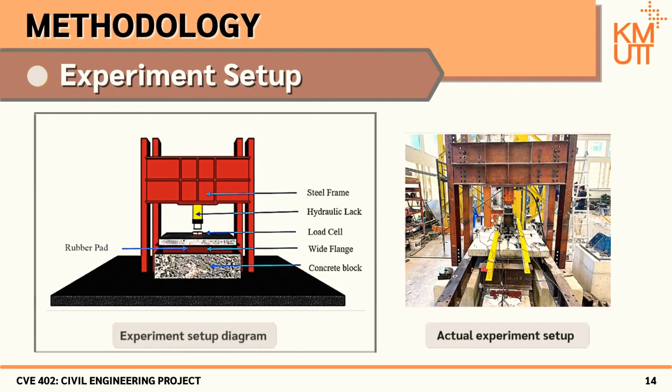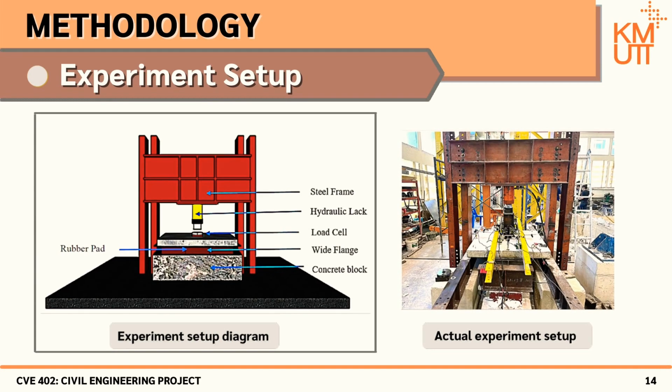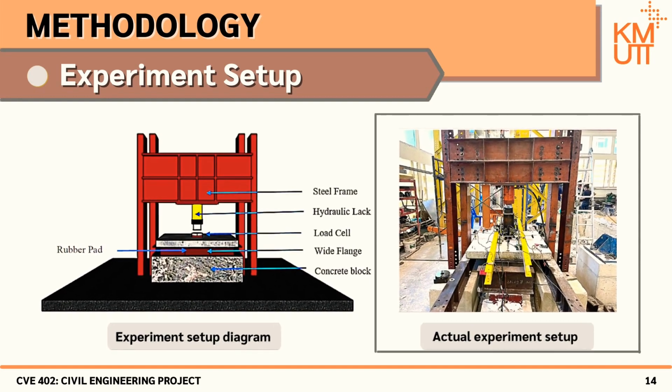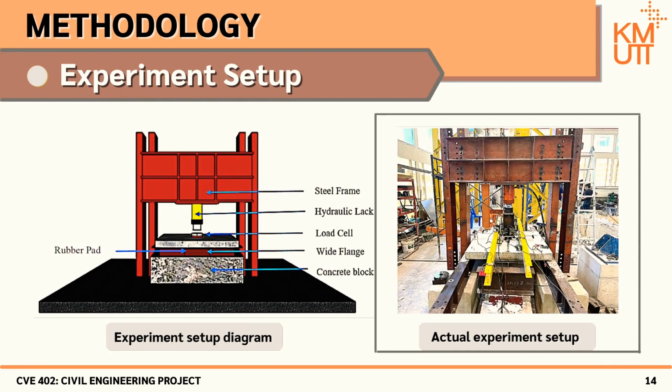For the experiment setup, the figure on the left-hand side shows the experiment setup diagram that consists of steel frame, hydraulic jack, load cell, rubber pad, wide flanges, and concrete blocks. Moreover, there are 4 supports to simulate two-way behavior in flat slab. Moving to the right-hand side, this is the actual experiment setup.